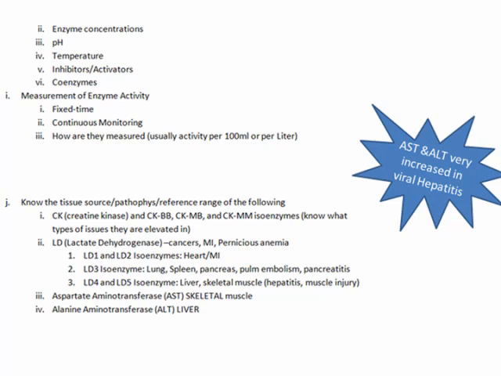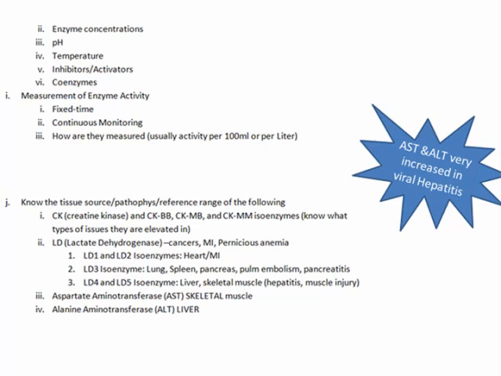Usually when we measure for these enzymes, there's a couple different types of monitoring or measurement that we can do. There can be fixed time, where you wait 2 to 3 minutes and then take your, let's say, absorbance reading on a spectrophotometer if that's what you're using. Or there can be continuous monitoring, where you're taking a reading at 1 minute, 2 minutes, 3 minutes, etc.